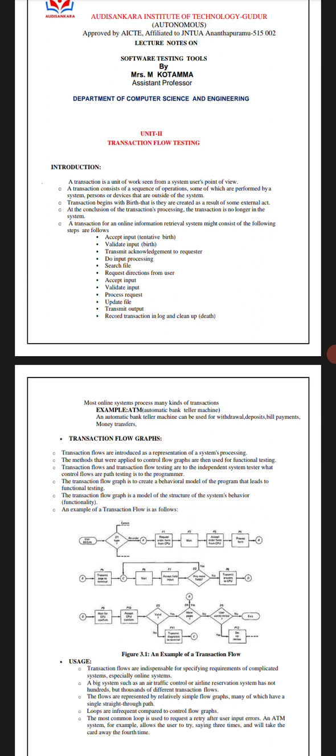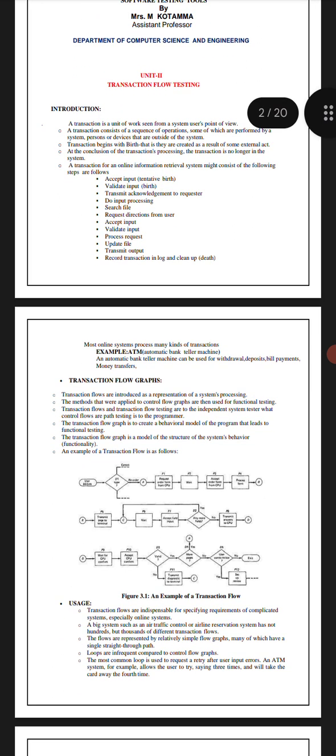Introduction. A transaction is a unit of work seen from a system user's point of view. A transaction consists of a sequence of operations, some of which are performed by a system, persons, or devices that are outside of the system. A transaction begins with birth, that is, it is created as a result of some external act. At the conclusion of the transaction processing, the transaction is no longer in the system.